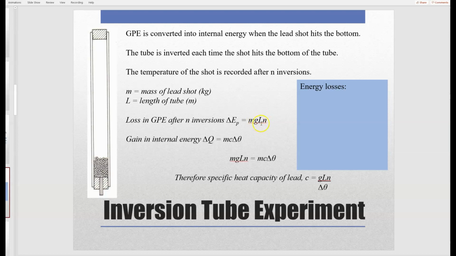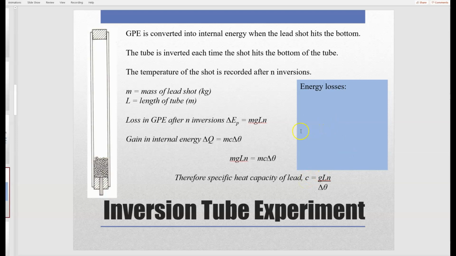Okay. Now that gravitational potential energy is turning into internal energy, and the internal energy is Q equals mc delta theta here. So we can put these two terms equal to each other, as I've done here. And what you can see is the m's cancel each other out, okay? And then if we want a term for specific heat capacity, we then rearrange the equation for C.